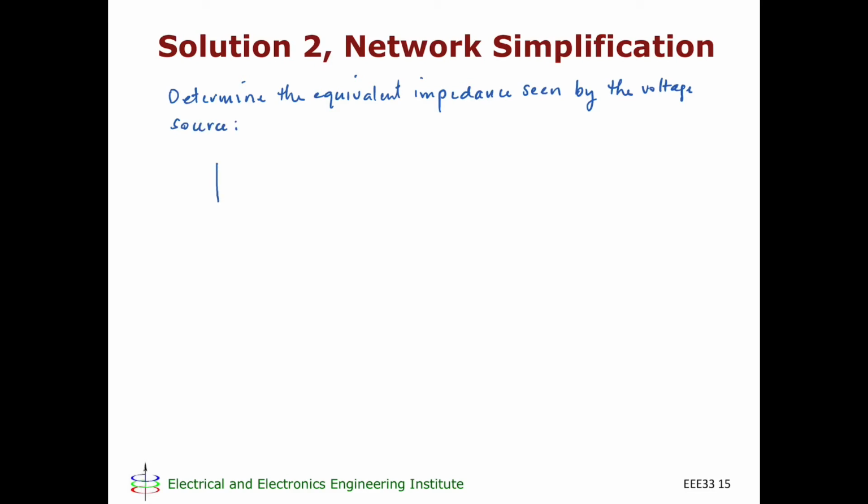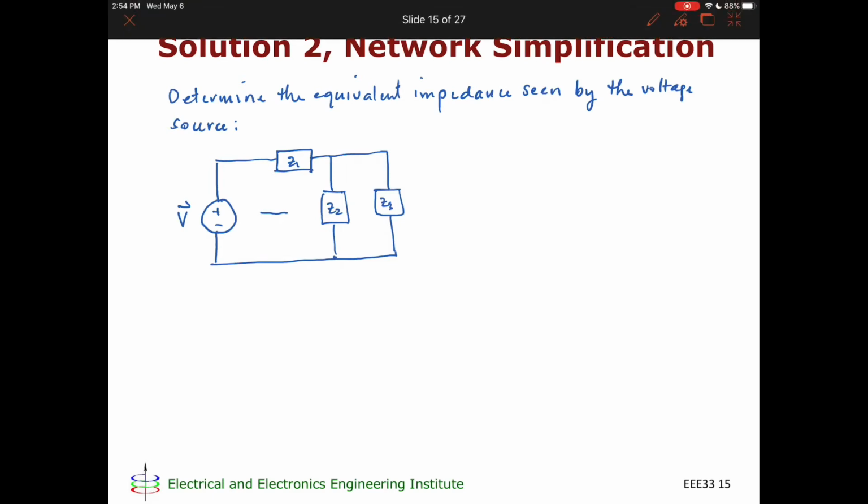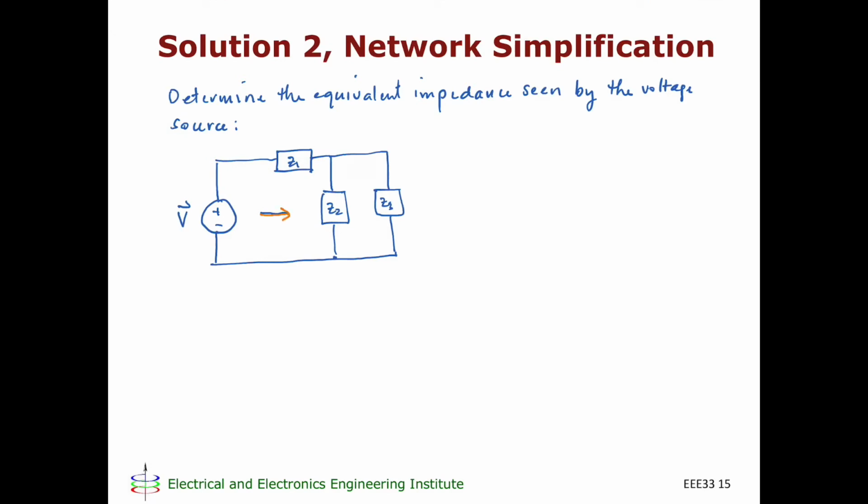Okay. So this is my voltage source. This is V. I have Z1, Z2, Z3. What I want to determine is this impedance, Z equivalent, with respect to these two points.